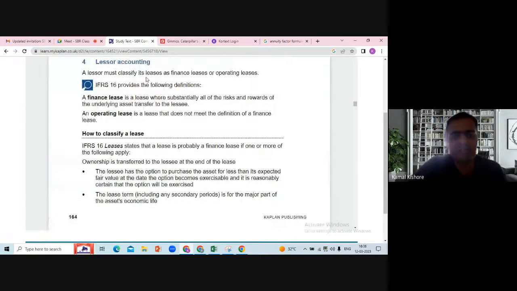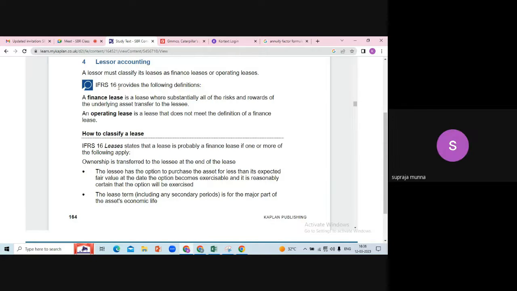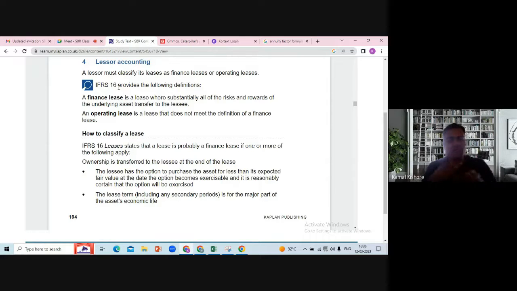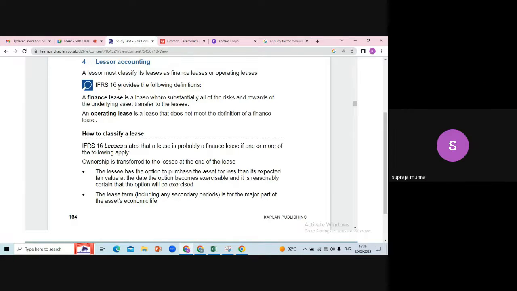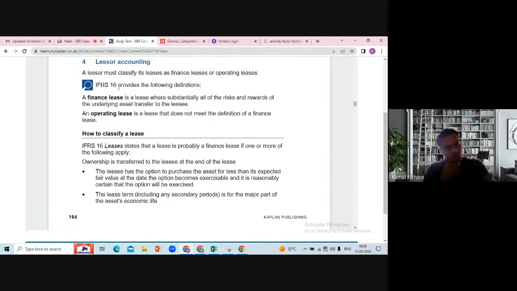Okay, so a lessor must classify its lease as a finance lease or an operating lease. From the lessor's perspective, if he is classifying it as a finance lease, it means he has given an asset to someone who will get the ownership at the end. What he should do is de-recognize the asset in its books. He should stop providing depreciation. Then he should show lease receivables instead of the PPE asset.